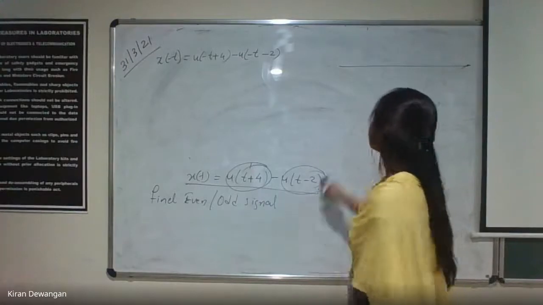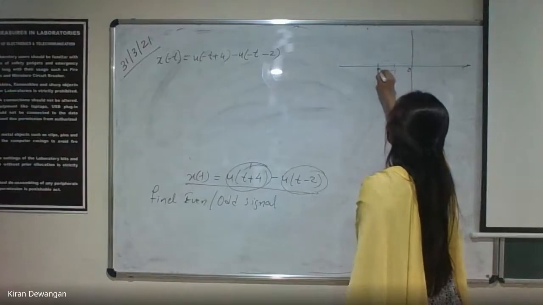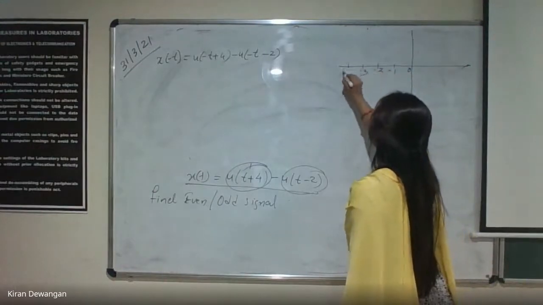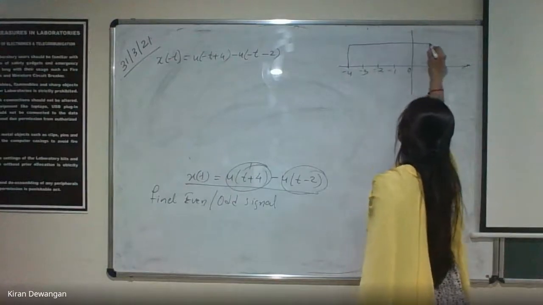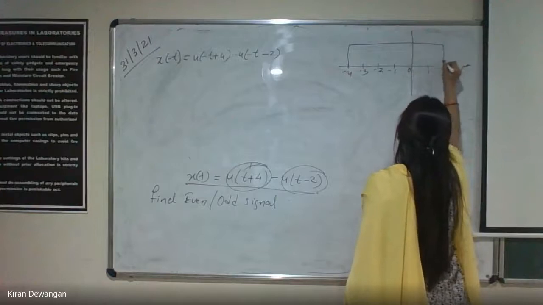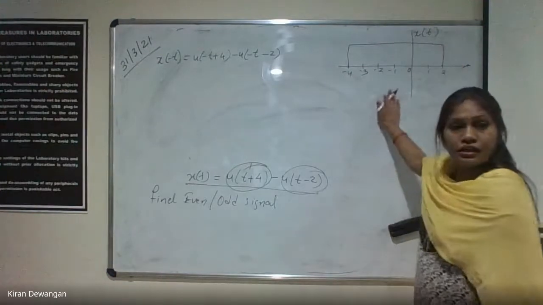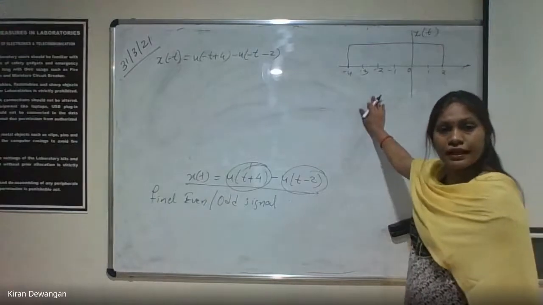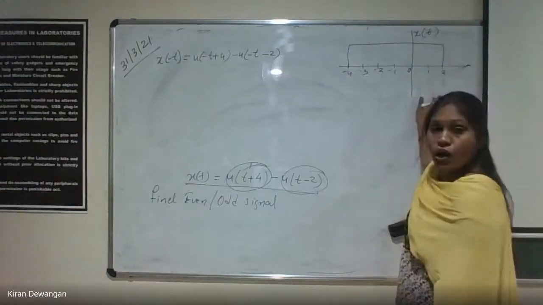So this minus this, that means the function will start from -4, ठीक है, and it will continue till 2. यह continue होगा. This is my x of t. ये plot clear है? Is the plot clear everyone? Plot is clear, right? Yes, ma'am. This is how it's going to be.